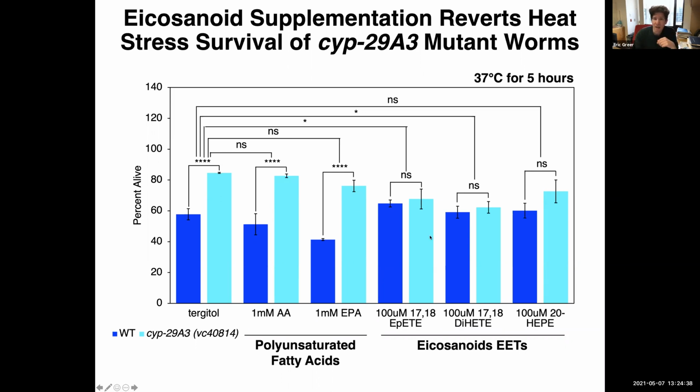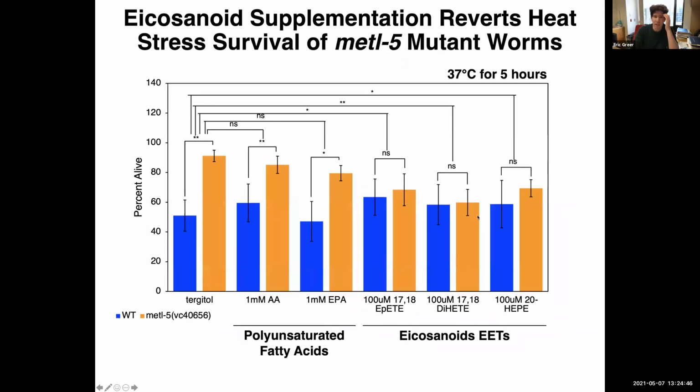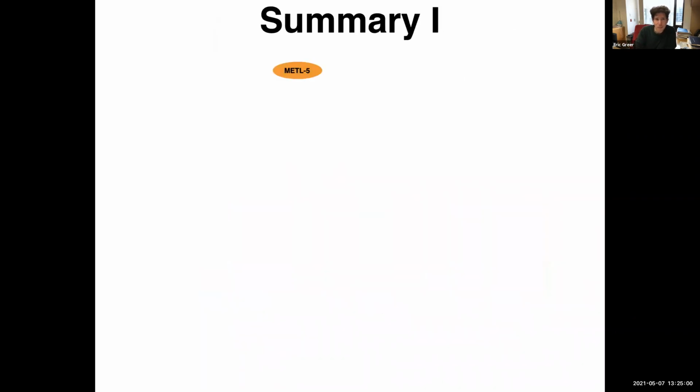However, when we fed any of these downstream eicosanoids, they were sufficient to reverse the stress resistance back to the wild-type levels. And we saw the same thing in the metal-5 background as well. So just refeeding them with these particular eicosanoids, which CYP29A3 is responsible for producing, was sufficient to reverse the stress resistance back down to wild-type levels.